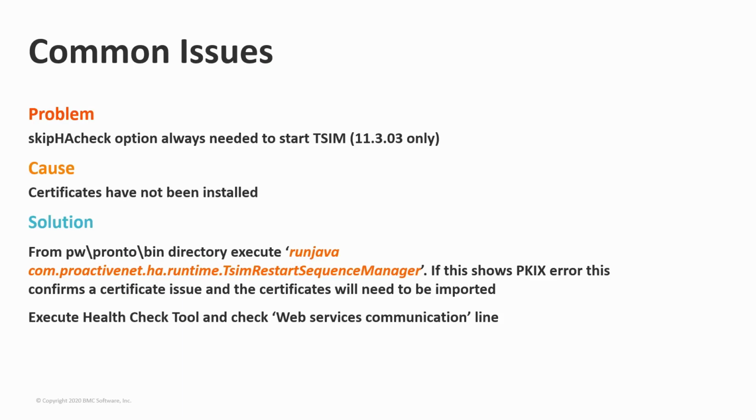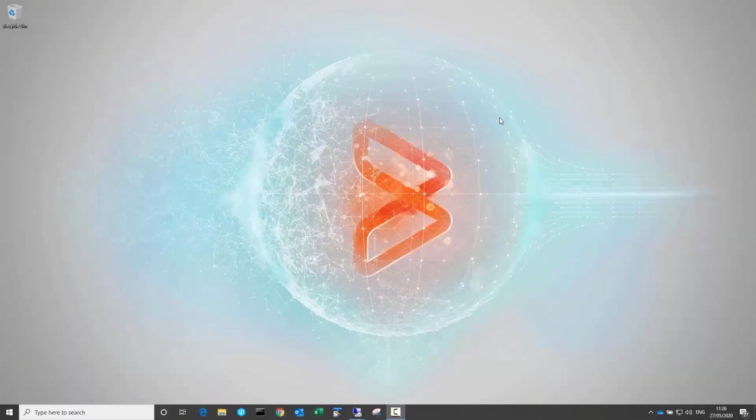Execute the command shown here, and if it shows PKIX error, it confirms a certificate issue. Alternatively, run the health check tool and look for the line Web Services Communication in the generated report. We will now take a look at the Web Services Communication section in the health check tool.